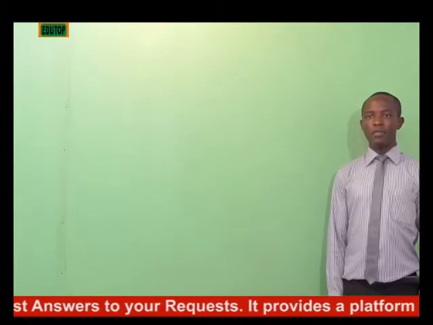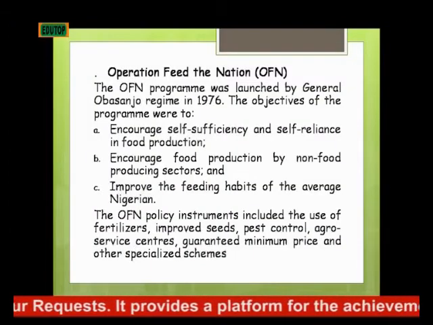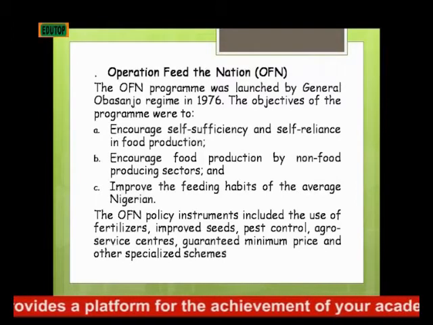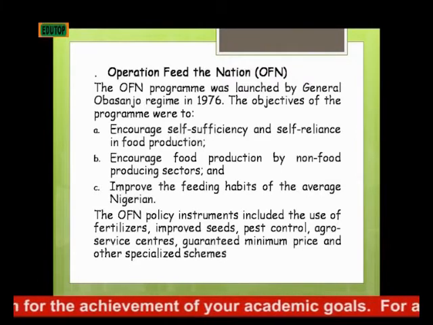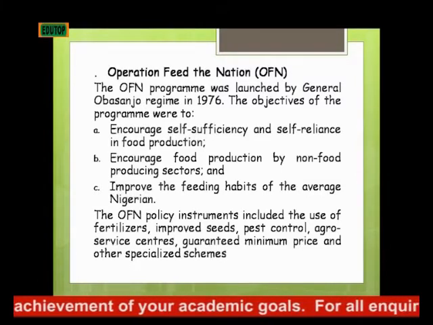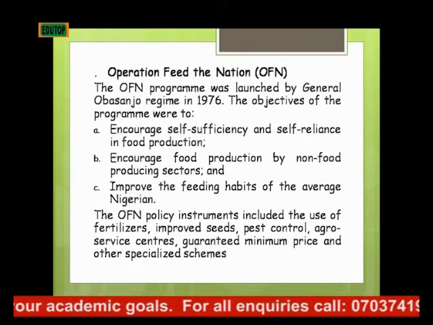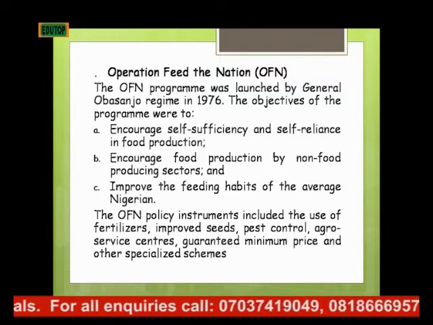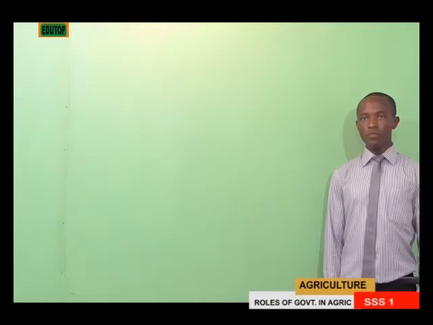Another objective of the program was also to encourage food production by non-food producing sectors. Also, to improve the feeding habits of the average Nigerian. The Operation Feed the Nation policy instruments included the use of fertilizer, improved seed, pest control, agro-service centers, guaranteed minimum price, and other specialized schemes.